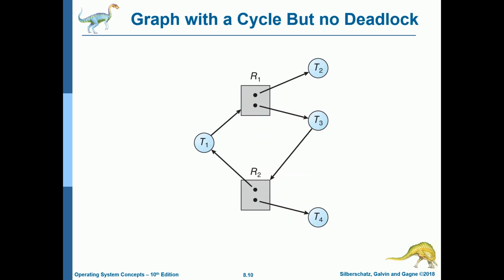Let's consider this example. Obviously, by the title, there is no deadlock, but why? We can observe that there exists a cycle, T1 to R1, R1 to T3, T3 to R2, R2 to T1. However, even with the cycle, there is no deadlock. Observe that T4 may release its instance of resource R2. That resource can then be allocated to T3, thus breaking the cycle.